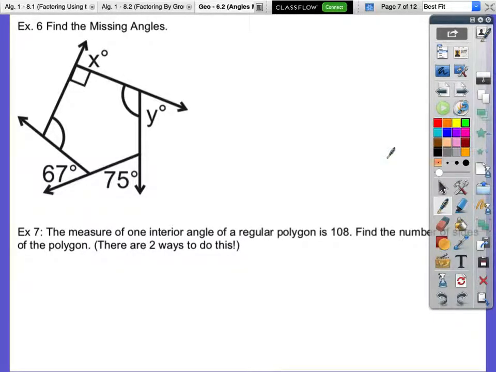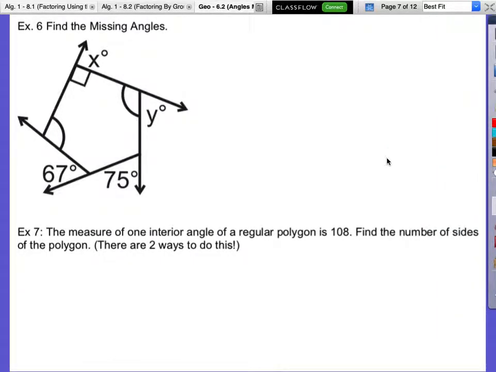Okay. So, raise your hand if you can help me with this one. Evan, how would you start? Alright, so we have x plus y plus 67 plus 75.